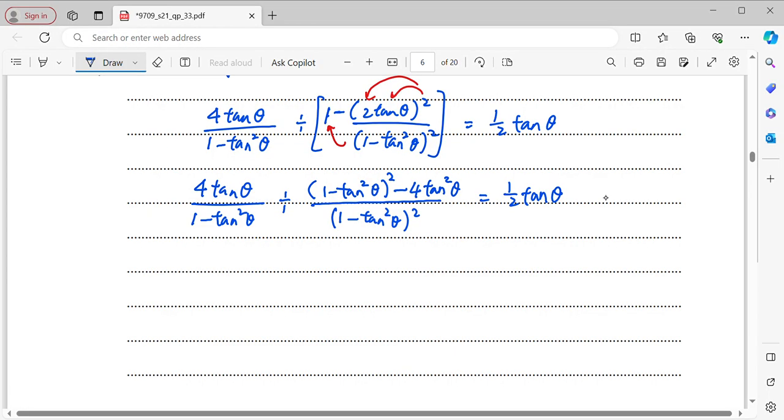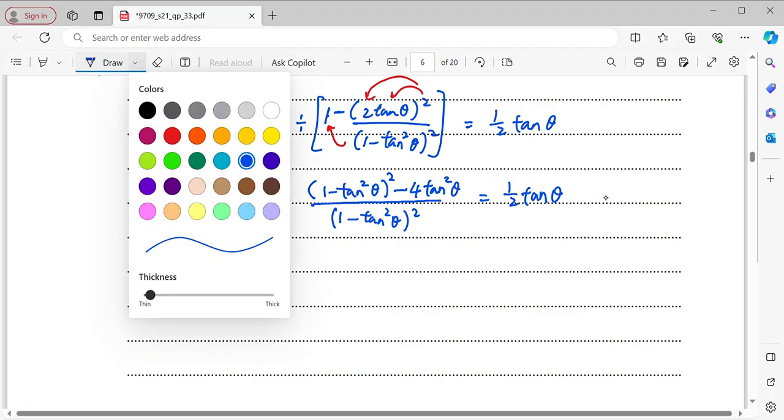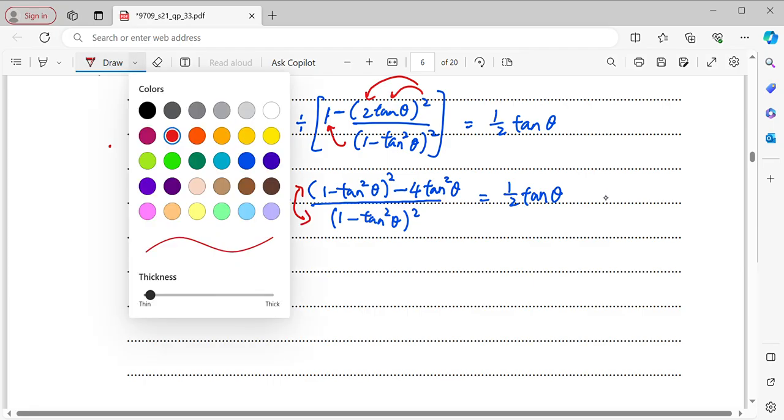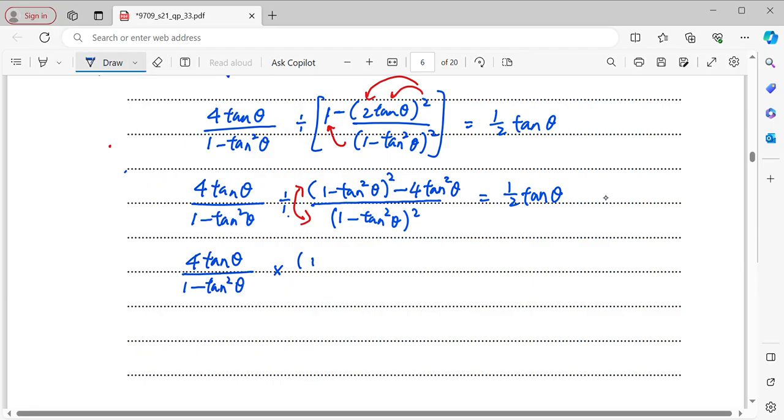Okay, so because of divide, I have to change to times. So when I change to times, then I have to swap. Okay, so that means you have to interchange these two. That means I will be getting 1 minus tangent squared theta, squared, in the denominator.